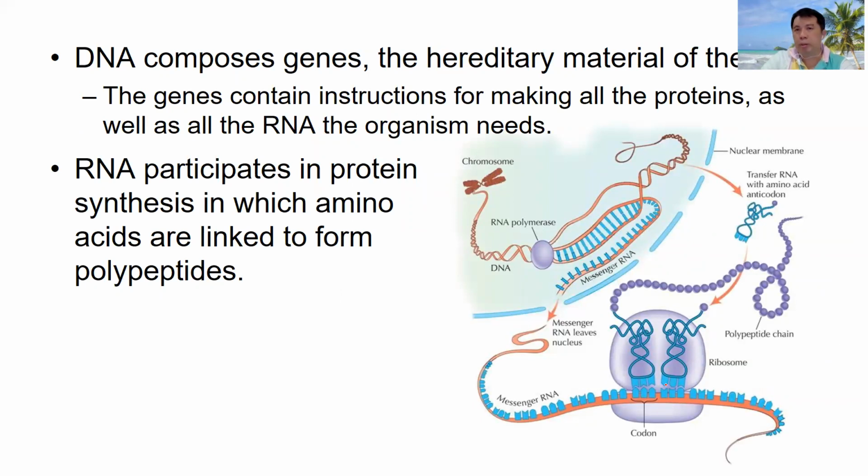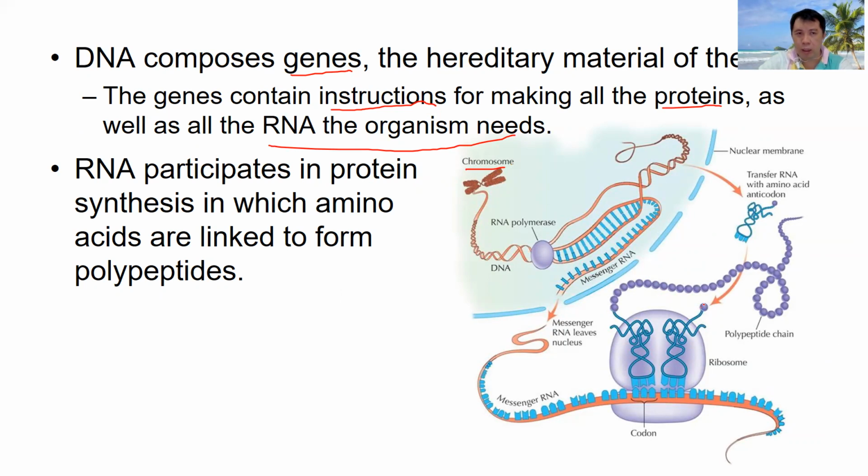DNA composes genes. As you see, the DNA is associated with the histone protein to form the chromosome. If we remove the histone protein, you can see the DNA, and the DNA composes genes. The genes contain genetic information, or the instructions for making all the proteins as well as the RNA the organism needs.